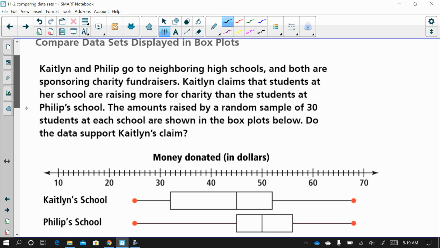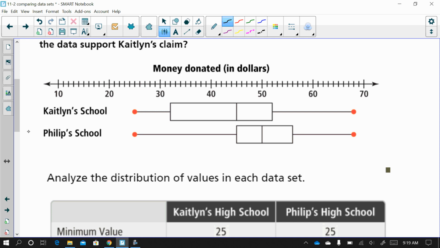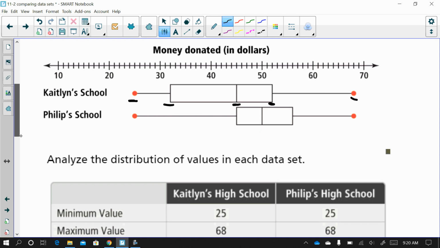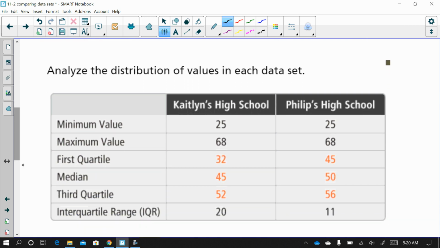So Caitlin says her school is better than Philip's school. Let's take a look at these box plots. If I'm looking at this, I would probably list my 5-number summary. Remember, the 5-number summary is the minimum, Q1, the median or Q2, Q3, and the maximum. So Caitlin's minimum was 25. Her maximum was 68. First quartile was 32. Median was 45. The third quartile was 52.